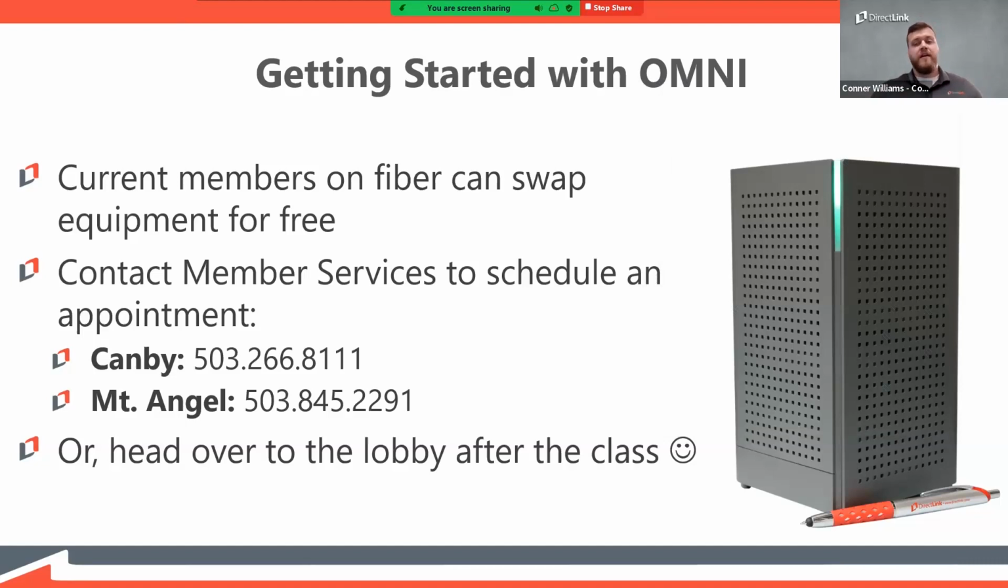So for the folks that are not set up with Omni at this point, current members on Fiber can swap that equipment that you have at home for free. Even if you're managing your own Wi-Fi, or you have managed your own Wi-Fi in the past, if you've used your own router, you can get this new advanced router that we're using here at DirectLink for free, included with your internet subscription. This is part of your package, and we're doing it that way because we want you to have the best overall experience with your network, okay?